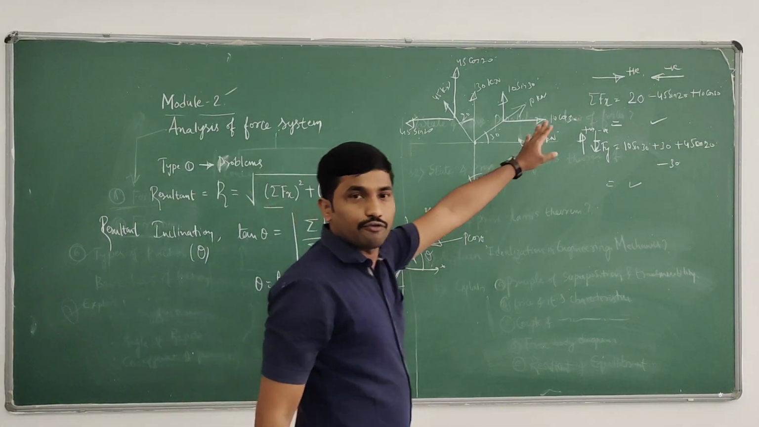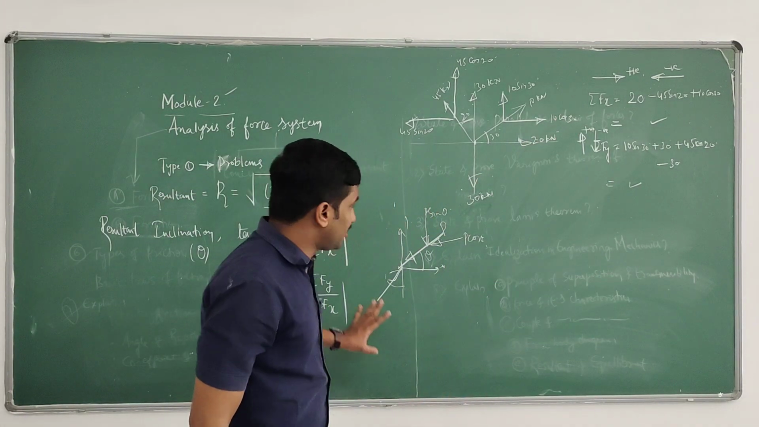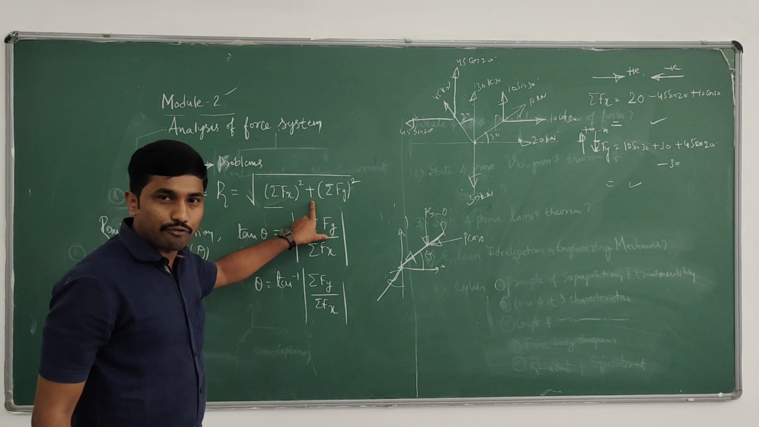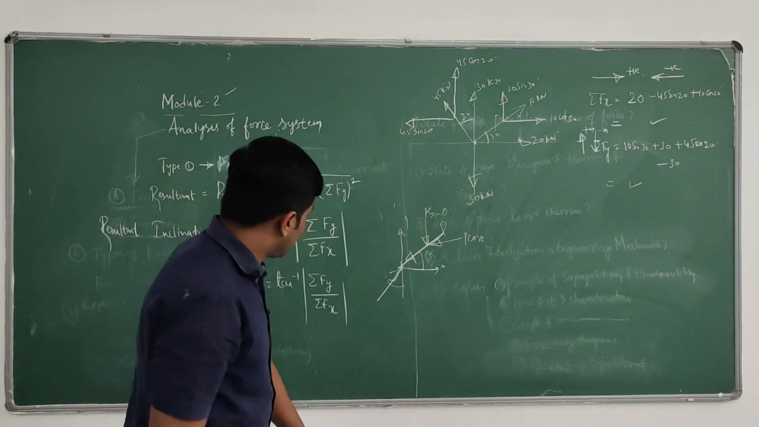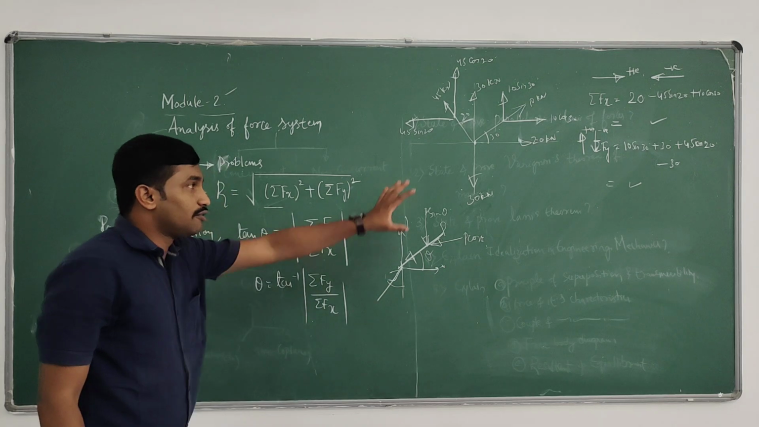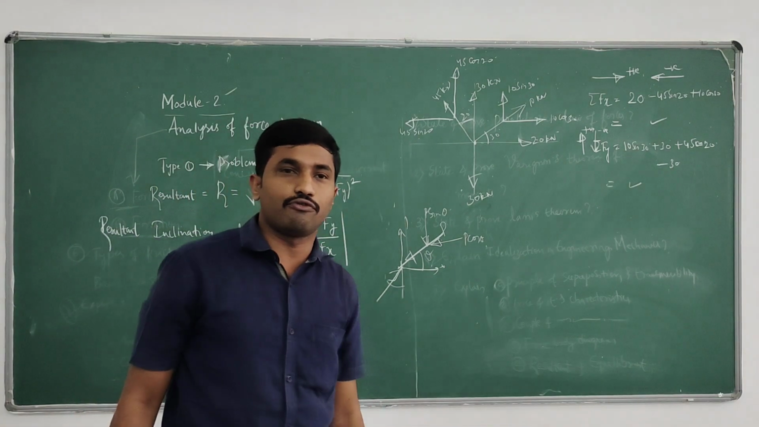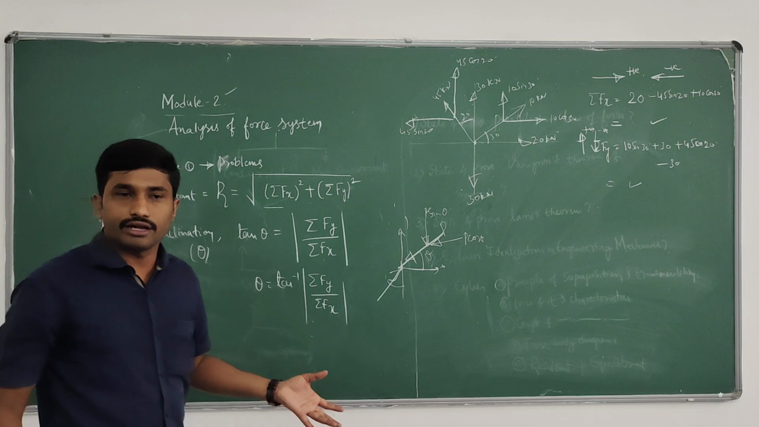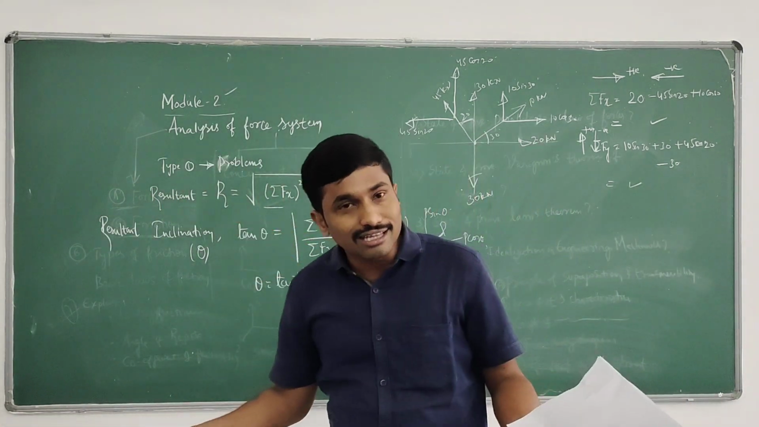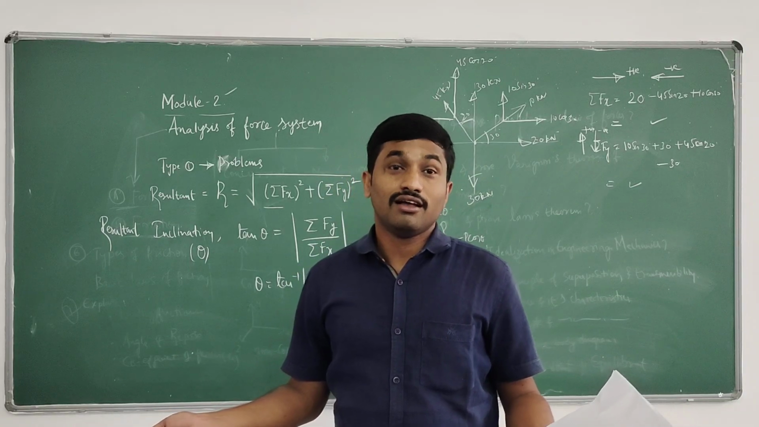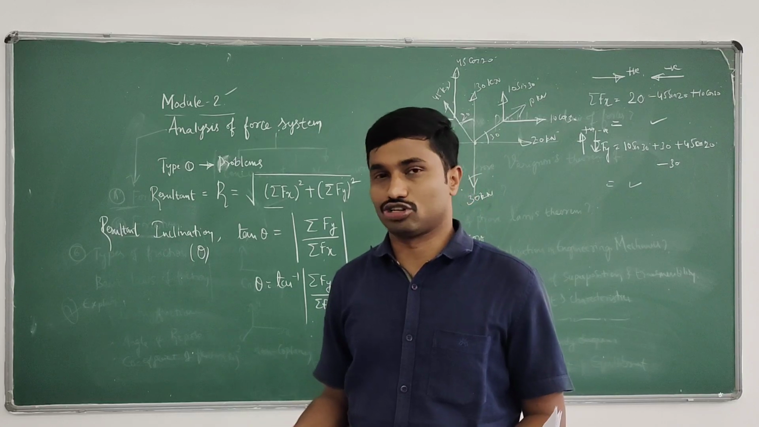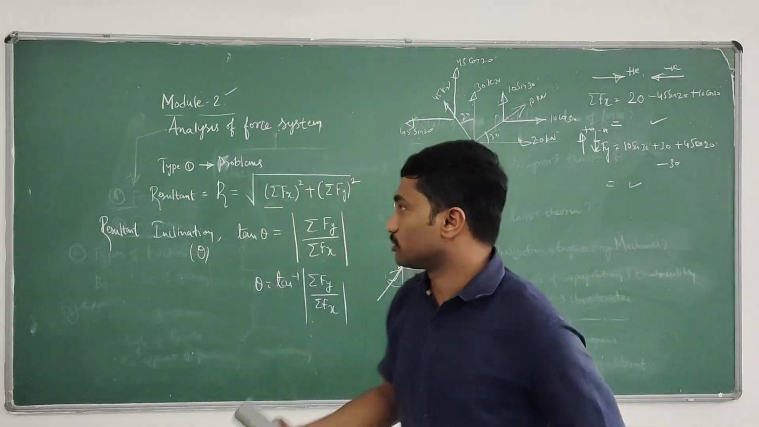Then, once you know sigma Fx and sigma Fy, the resultant is given by the square root of sigma Fx square plus sigma Fy square. Next, substitute in this equation theta equal to tan inverse of sigma Fy by sigma Fx. We know the values of sigma Fy and sigma Fx. Just substitute here, and you get the theta value. So this is the direct question we generally ask in the examination. And what is another type of question expected in the examination? That is also very, very important.